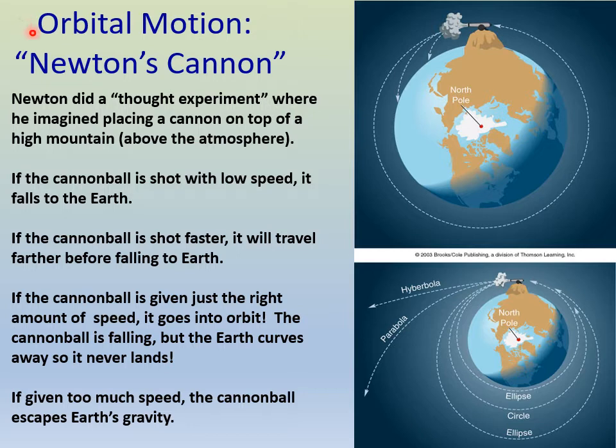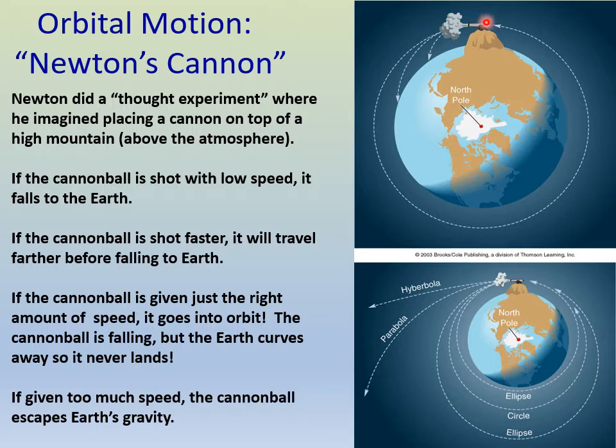Let's take a look now at orbital motion. Isaac Newton came up with a thought experiment where he imagined placing a cannon on top of some hypothetical really tall mountain on the Earth. This is an imaginary mountain. In fact, this mountain is so tall that it sticks up above Earth's atmosphere, so the top of this mountain is up in a vacuum.